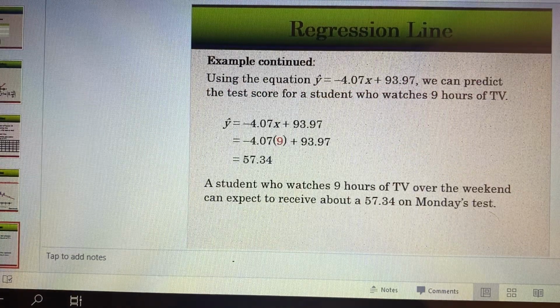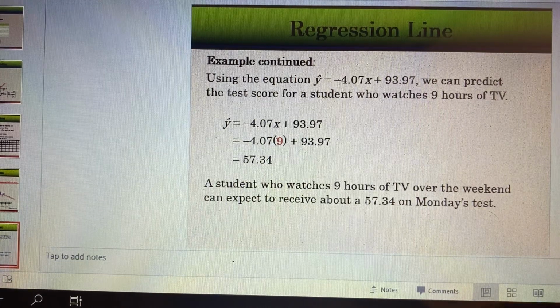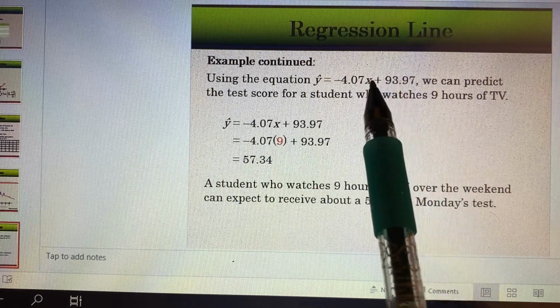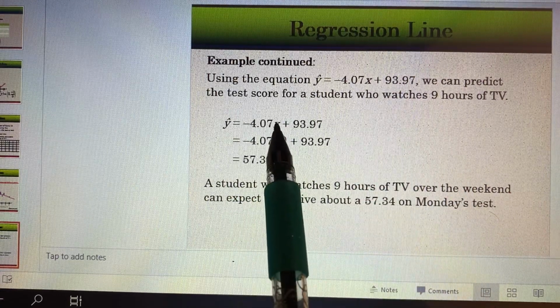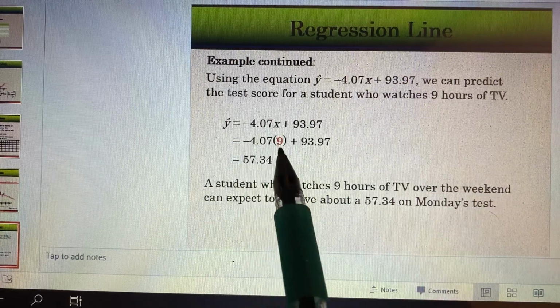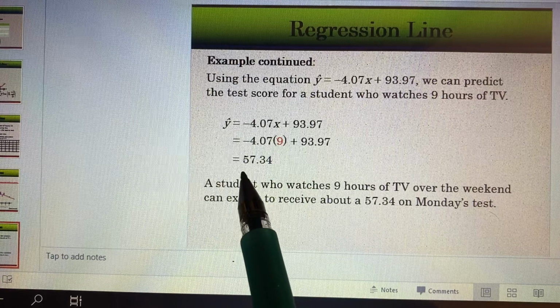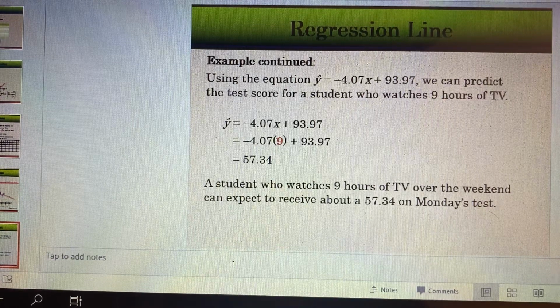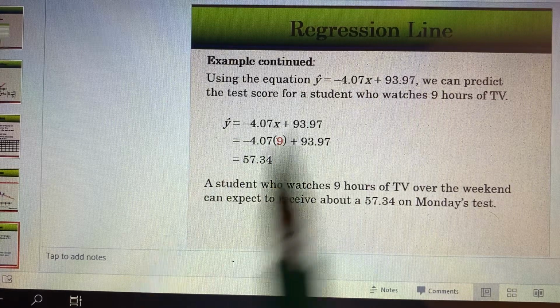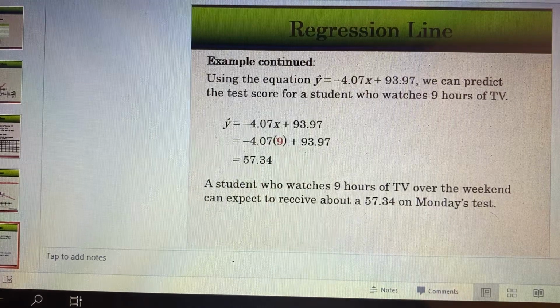Okay, so we're continuing this example, and we're going to use our regression line equation to predict a test score for a student who watches 9 hours of TV. Okay, so X's represent the hours, and the Y hat is the predicted test score. So we know our X is 9, and I'm going to substitute that here. Okay, so we're putting in, instead of X, we're putting in 9, and then you would multiply and add to get a predicted test score of a 57.34. A student who watches 9 hours of TV over the weekend can expect to receive about a 57.34 on Monday's test. Okay, so all we did was substitute 9 for X and solve for Y hat.